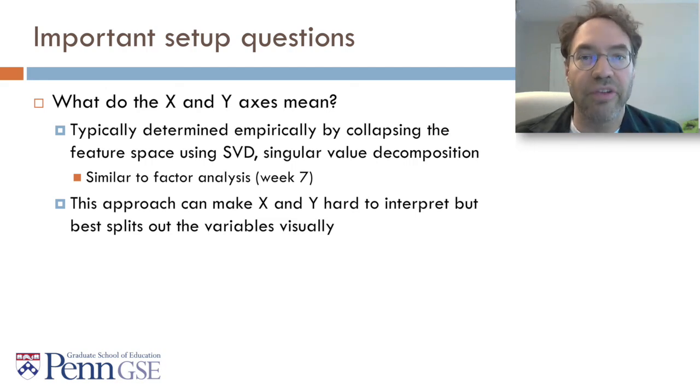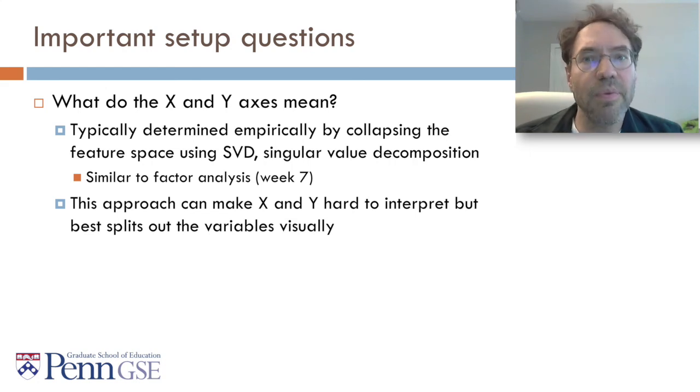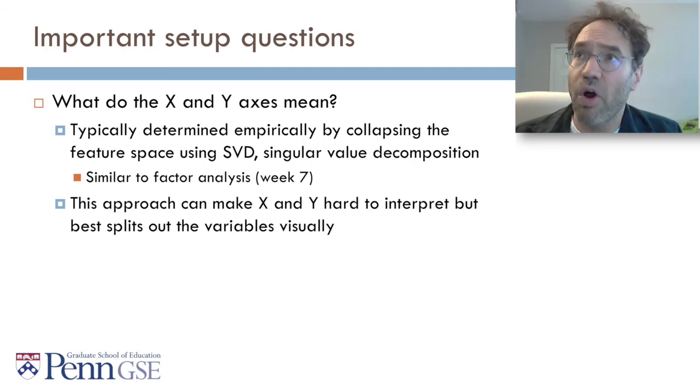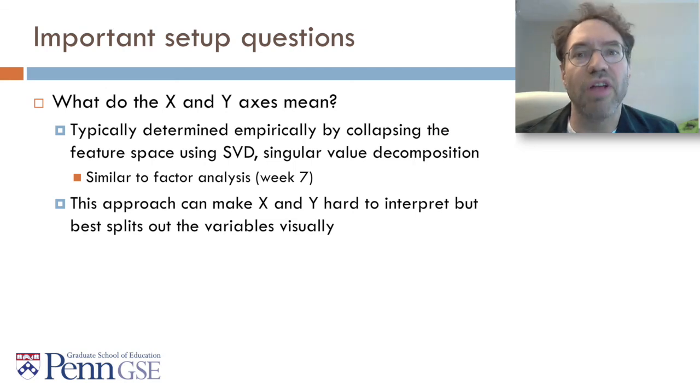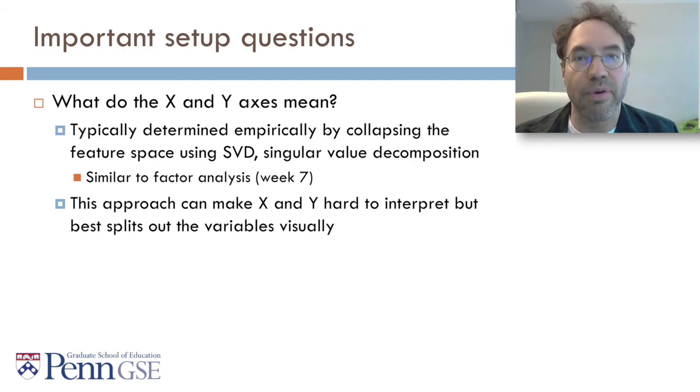Finally, although there are probably other issues one could think about as well, you might ask, what do the x and y axes mean in the graph? I've kind of just bypassed that so far today. Typically, they're determined empirically by collapsing the feature space using SVD, singular value decomposition, which is a lot like factor analysis and also a lot like spectral clustering and a lot like support vector machines. This approach can make x and y hard to interpret, but it best splits out the variables visually. Other times, like in a couple of the examples we've seen, people will actually pick variables and make them the x and y axes for greater interpretability.